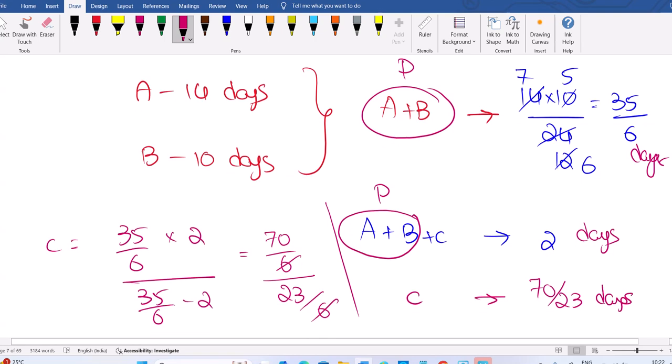Whether you are comfortable with this method or the previous method, it's up to you. You can handle time and work related questions. Product divided by summation, product divided by difference.